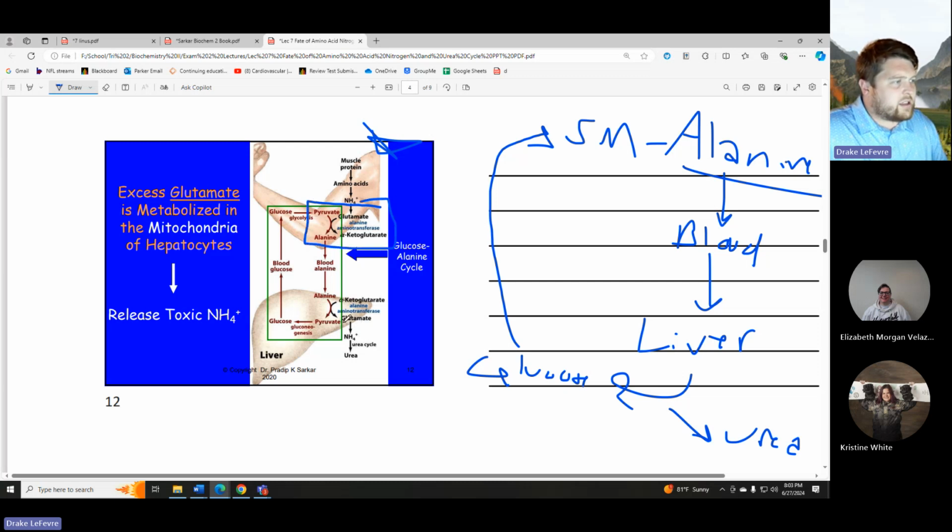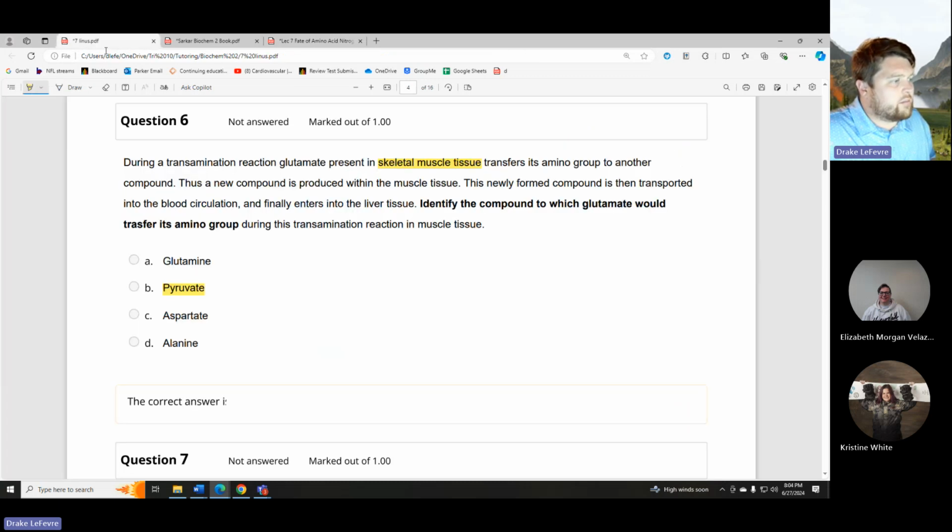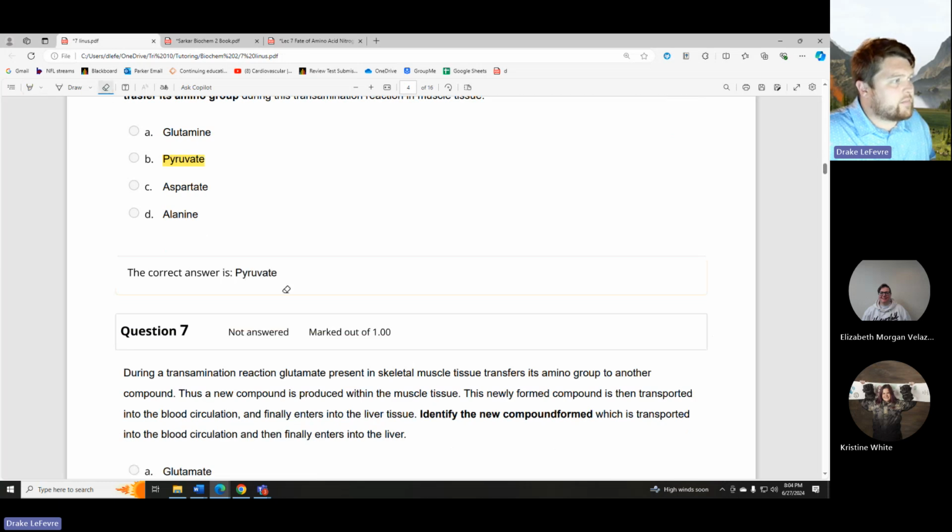On the opposite side of things, we could rearrange this question to say, identify the compound to which alanine would transfer its amino group during this transamination process. Alanine would then transfer it to glutamate. Sorry, a little bit confusing there, but knowing the generals of this little loop, what is where, is going to be very important for this exam.